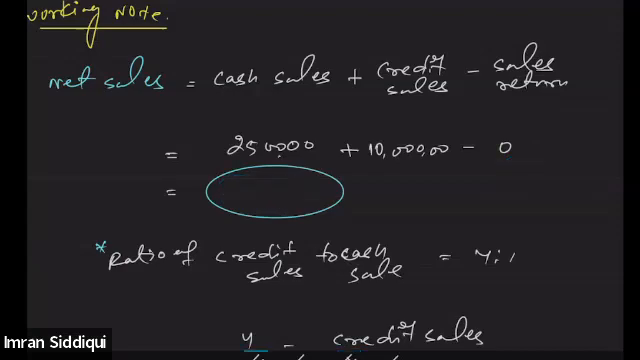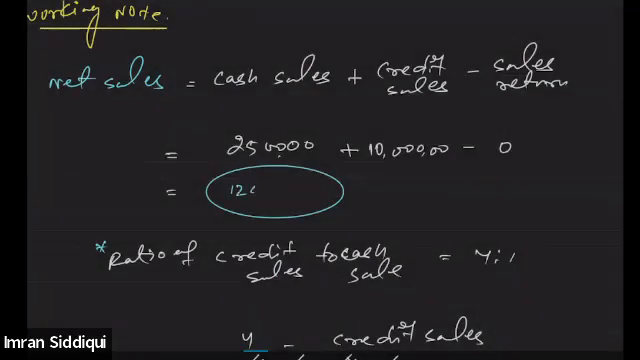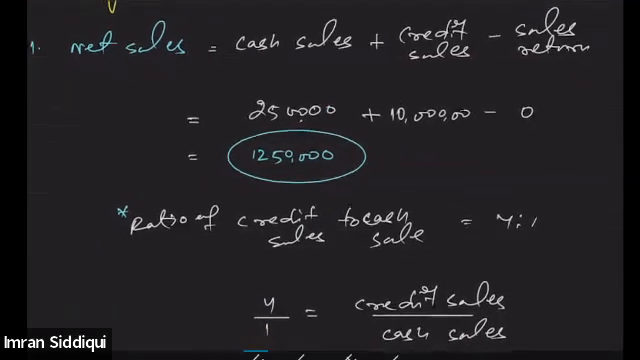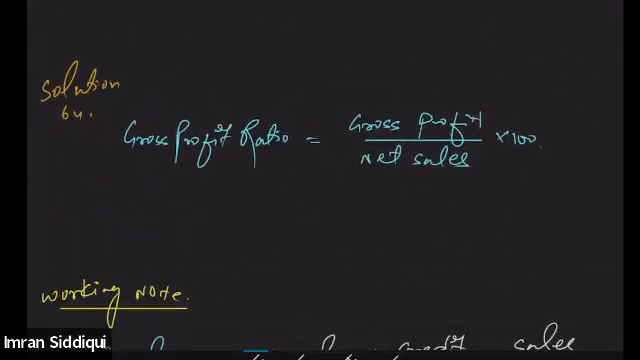And instead of 2,30,000, it will be 2,50,000. Is it clear now, everybody? Yes, sir. Okay. So this is the solution for this. This is the net sales. Now we got the net sales. We just need gross profit for our solution. Net sales is 12 lakh.